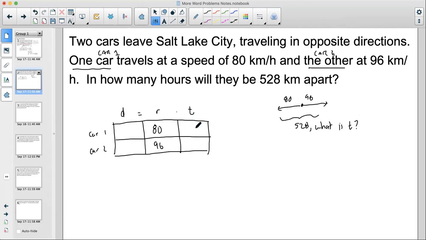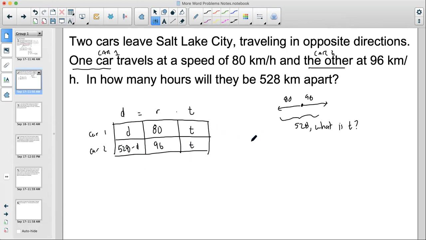So the t is going to be the same for both cars because they travel for the same amount of time. The distance here is where it gets a little tricky. But we can do this. We know that the total distance, whatever d is for car 1 and the d for car 2, we want them to add up to 528. And there's a kind of a trick here, which is this. If this car travels for d kilometers, this car travels for 528 minus d kilometers.